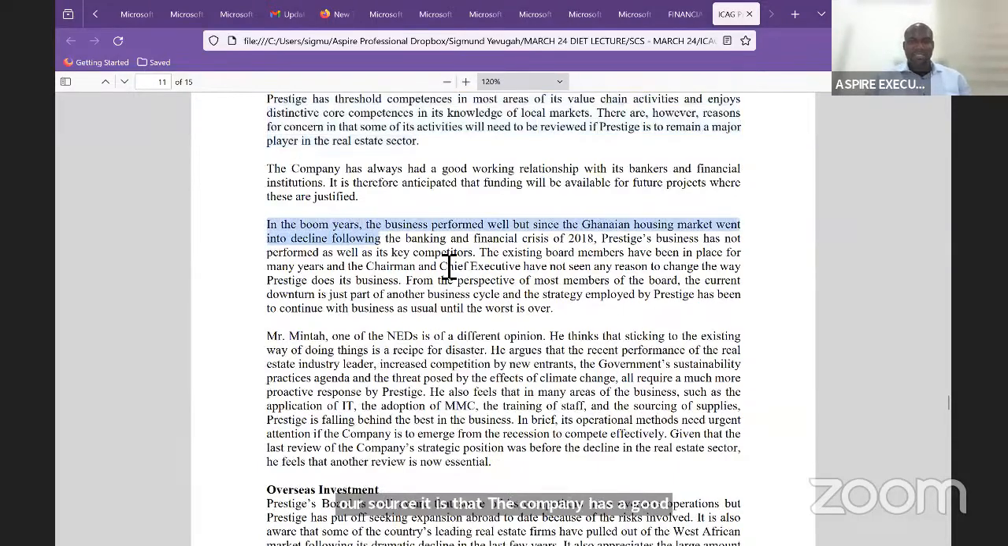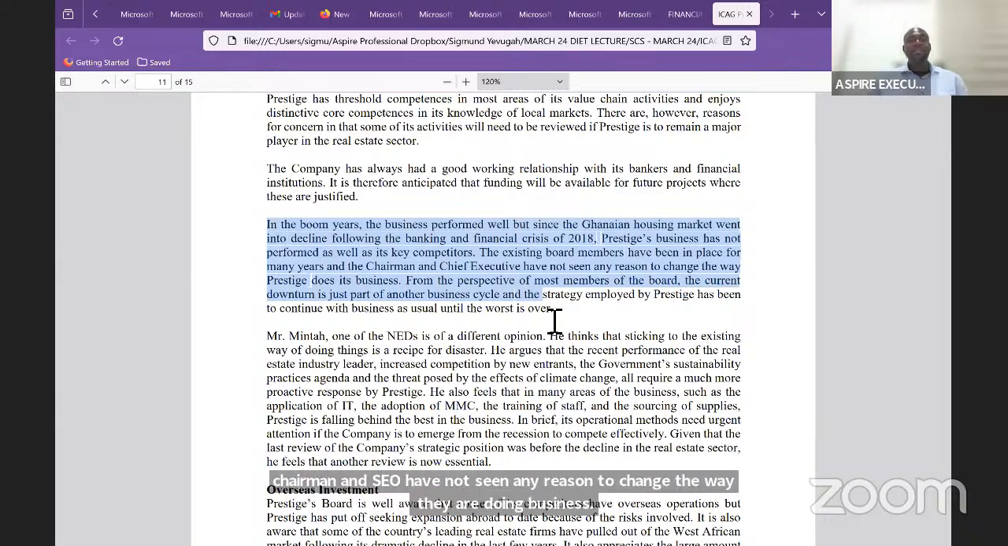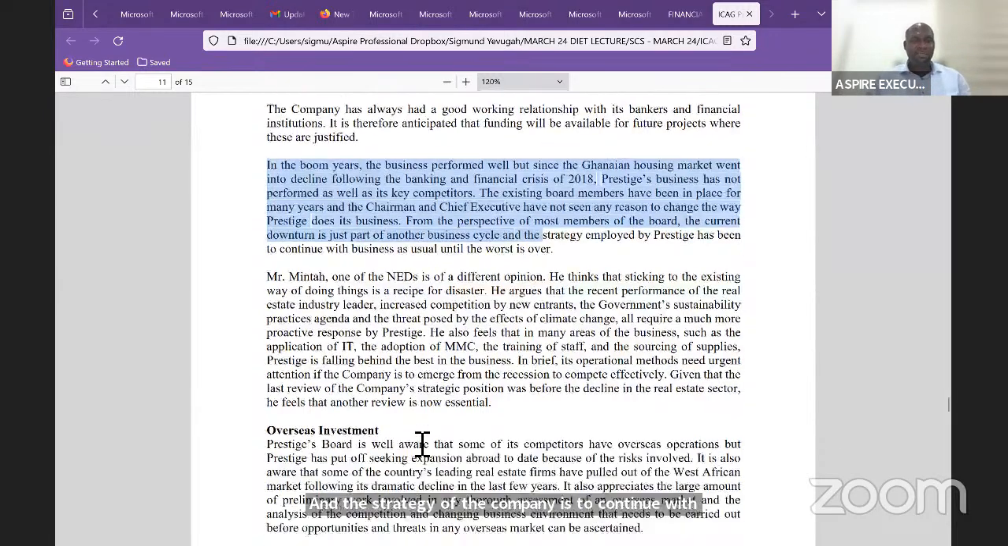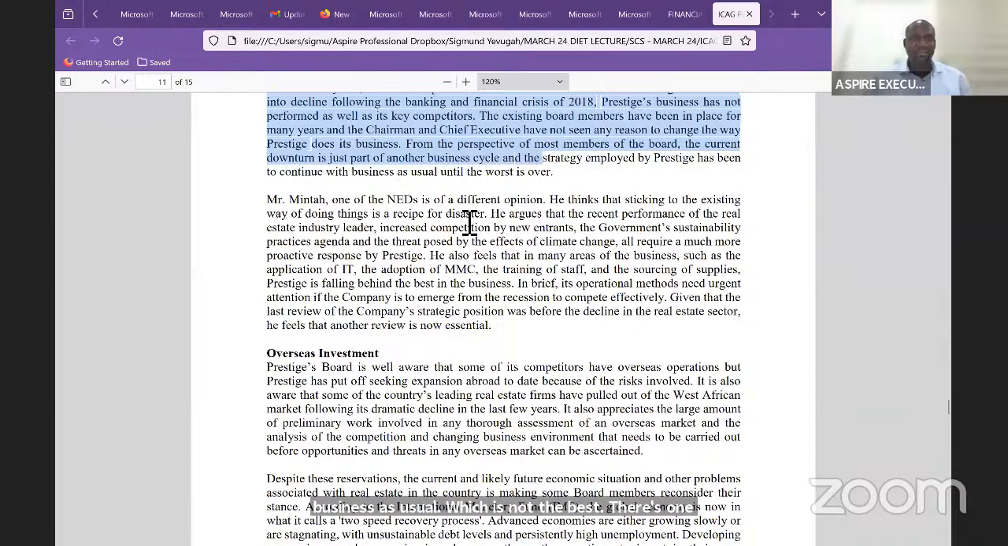In the boom years, the business performed well. As has been said, the existing board have been in place for many years, and the chairman and CEO have not seen any reason to change the way they are doing business. From the perspective of most of the members of the board, the current downturn is just another passing business cycle. And the strategy of the company is to continue with business as usual, which is not the best. There's one person who is speaking his voice out. Mr.